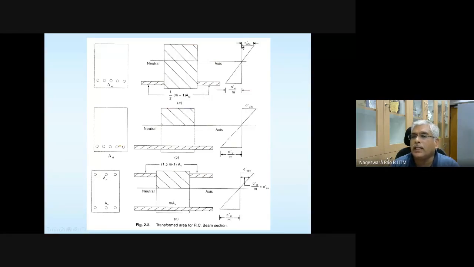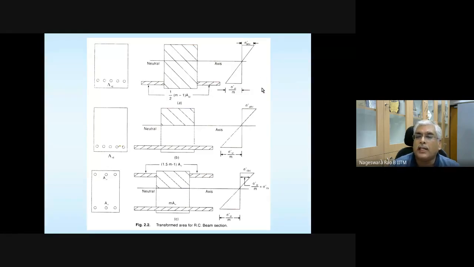And what is this here? Stress in concrete. The top fiber is concrete, in bending compression. Okay. And at the level of steel, now you use that formula. Use that equation: F2 is equal to M times F1, F2y is equal to M times F1y.